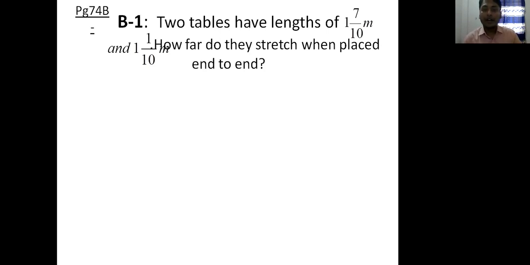Now, two tables have lengths of 1 whole 7 by 10 meter, and another table length 1 whole 1 by 10 meter. How far do they stretch when placed end to end? I told you, whenever you get the word stretch, stretch means expand or extend, end to end. Then that will be our addition keyword. That's why this will be the addition.